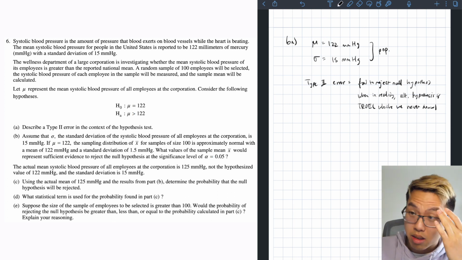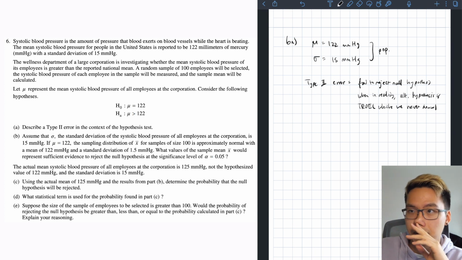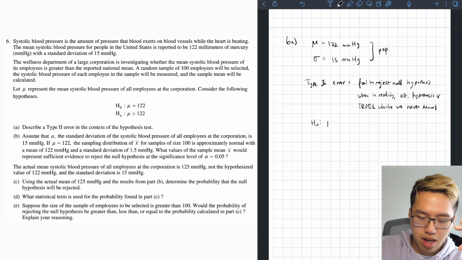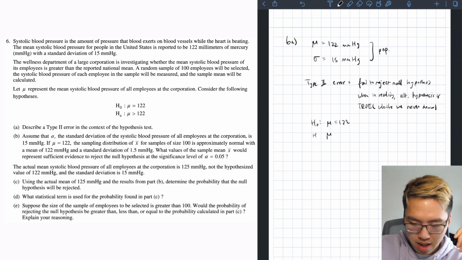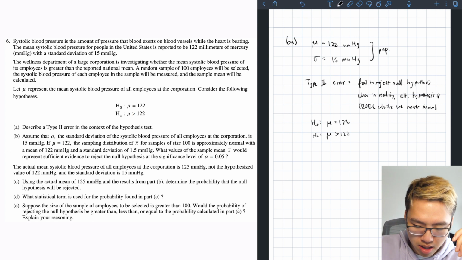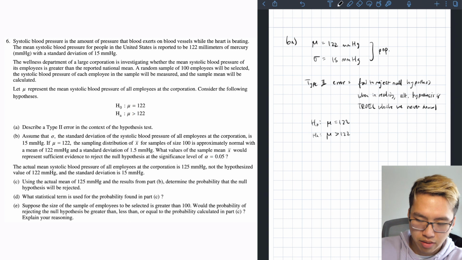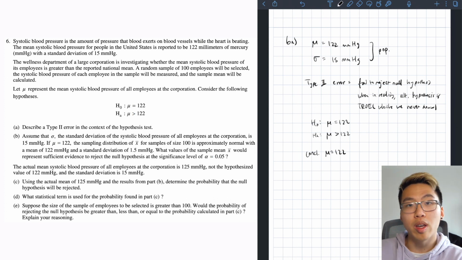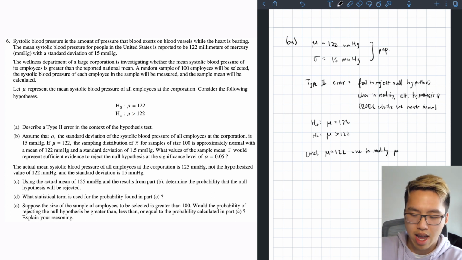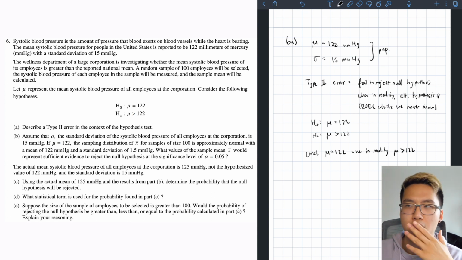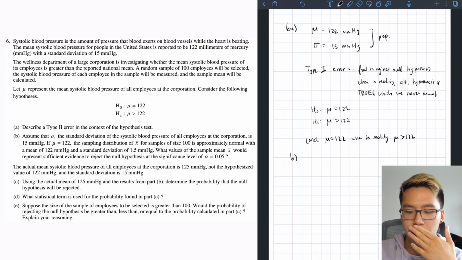So in this particular case, if we write out the alternative and null hypotheses, a type 2 error would be concluding, so failing to reject, so concluding that the mean employee systolic blood pressure is not higher than the national, when in reality the mean employee blood pressure is higher than the national mean blood pressure. So that would be a type 2 error.